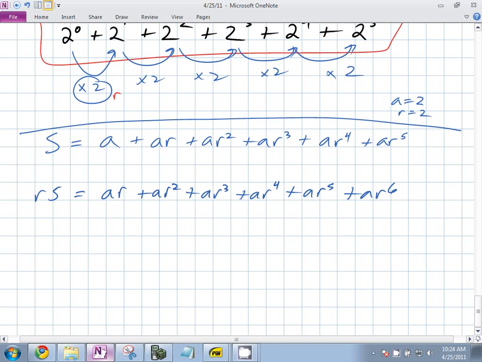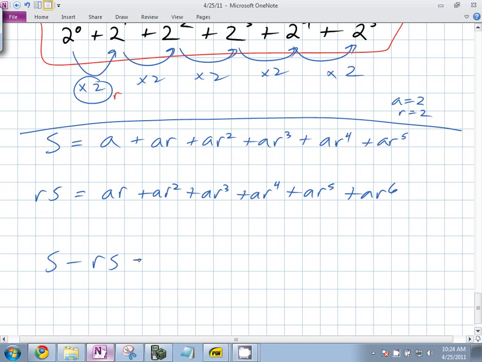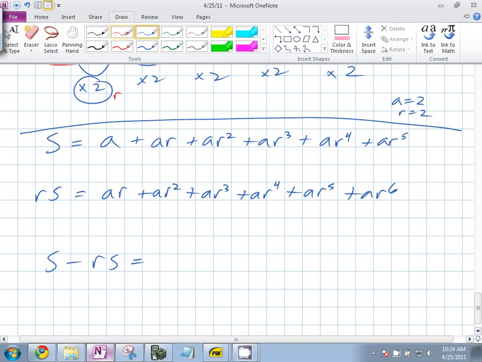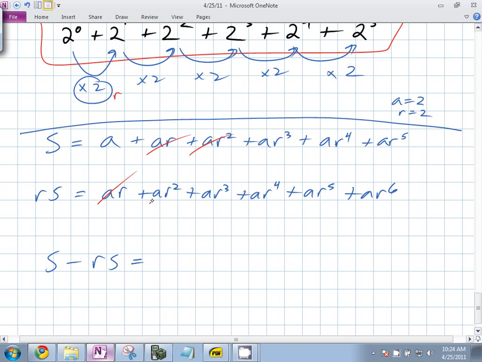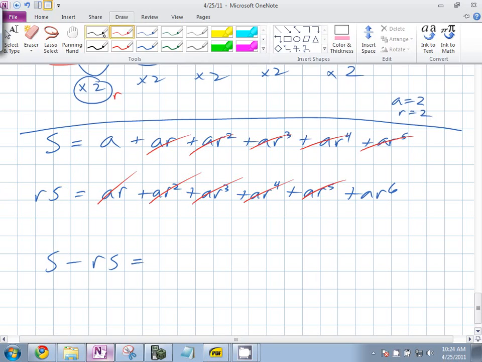Are we allowed to subtract equations from each other? Yeah, sure, why not? So if I subtract these two equations, the left becomes s minus r times s. Right? What happens to the right side? That cancels, that cancels, that cancels, this cancels. What are you left with? No, a minus. We're subtracting what?